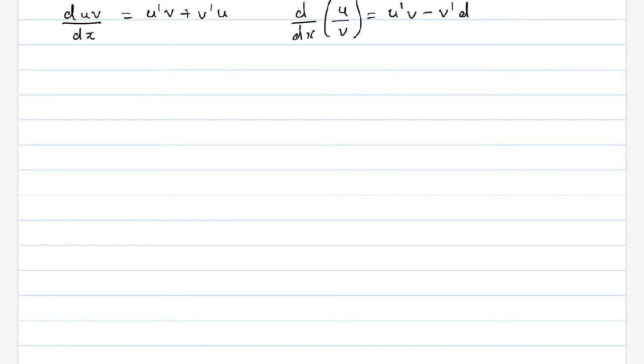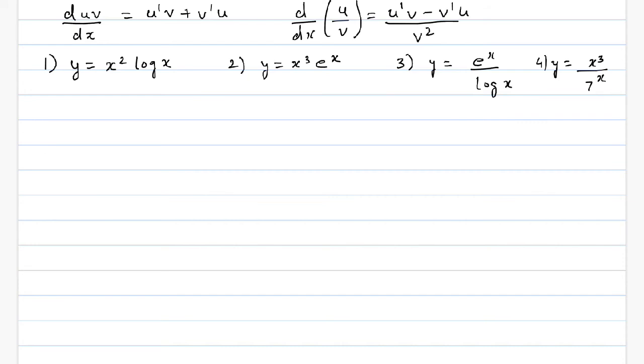So we can find the derivative of functions multiplied or functions divided. I'll write down our formulas again. If we have two functions multiplied, differentiation of u into v with respect to x will give us u dash v plus v dash u, and if we have differentiation of u by v we get u dash v minus v dash u divided by v square. Now we'll solve some sums. Let's take into consideration these examples.